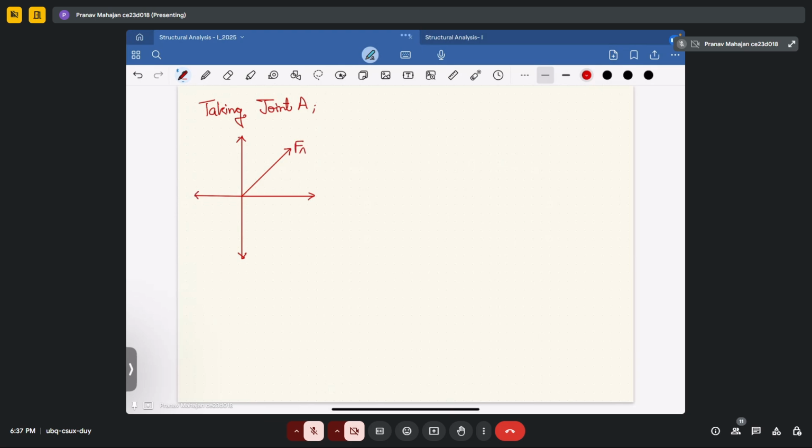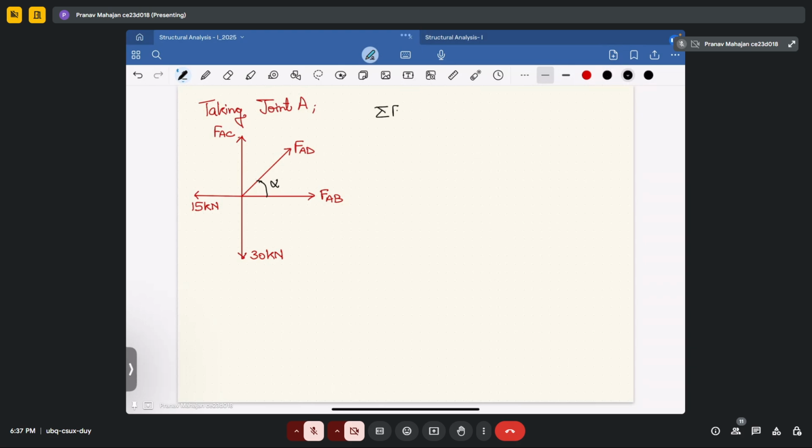So this is your FAD, this is your FAB, FAC. I am drawing the reaction forces based upon the convention we have considered. Now we have to find FAD. How will we find it? Let this angle in between be equal to alpha. I will not solve for alpha. Let's directly move on to solving the problem.